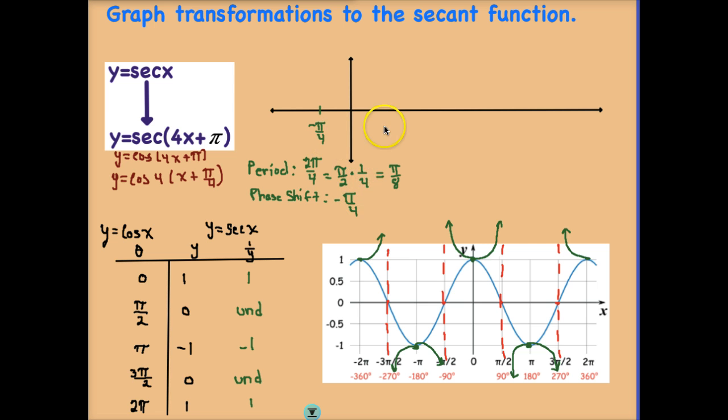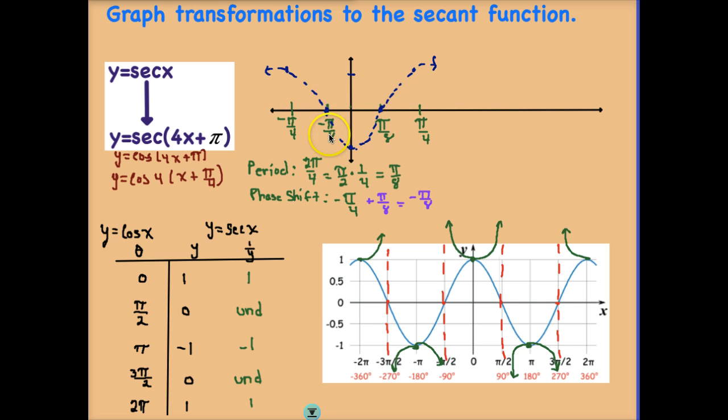Now it's time to mark each of our quarters. So we're going to add pi over 8 to negative pi over 4. When we add pi over 8, we get negative pi over 8. So our next point would be here at negative pi over 8. If we add a pi over 8 to that, we get 0. And another one, we get positive pi over 8. We'll need one more mark to make 4 quarters, so 1 pi over 8 plus pi over 8 is 2 pi over 8, or pi over 4. From here, we're ready to sketch our cosine curve.